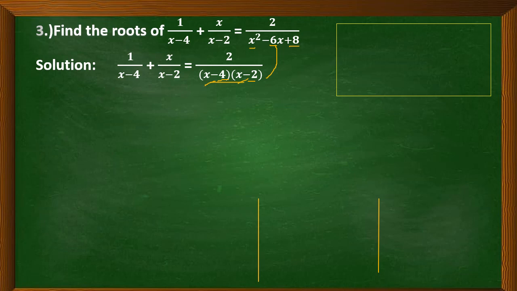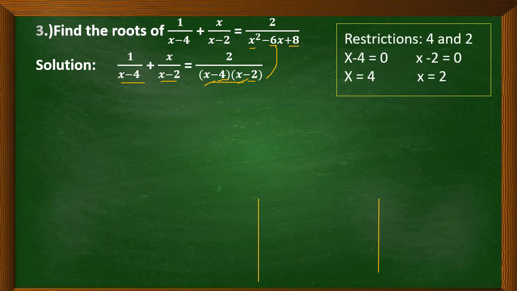The restricted values, or the values that will make the denominator equal to 0, are, of course, 4 and here we have 2. So same here, the restricted values are 4 and 2. Okay, this is the solution. Since we're aware of the restricted values, now we can proceed with finding the least common denominator. Our least common denominator is just equal to quantity of x minus 4 times quantity of x minus 2.